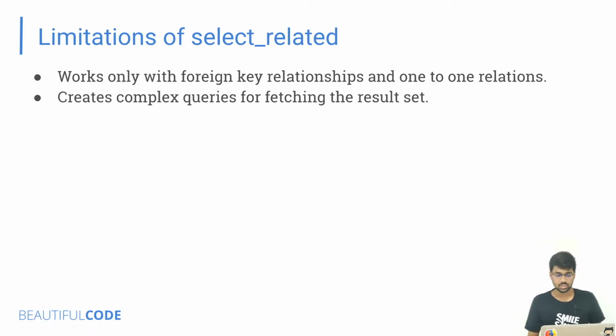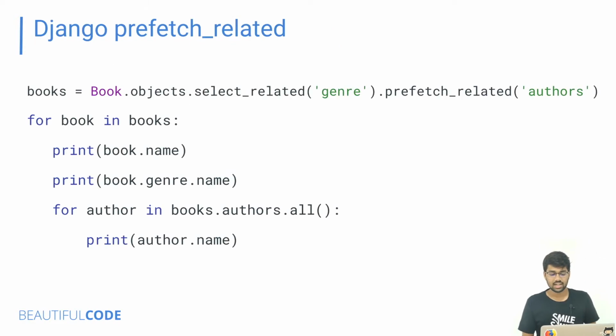But similar to our second solution using the dictionary, we can get all the books, all the authors and all the genres using 3 queries, and we can create the mapping at the Python level rather than at the SQL level. That is exactly what Django's prefetch_related does for us. It gets all the books, genres, and authors, and creates the mappings at the Python level rather than the SQL level.